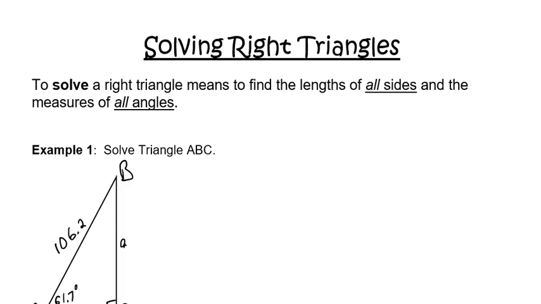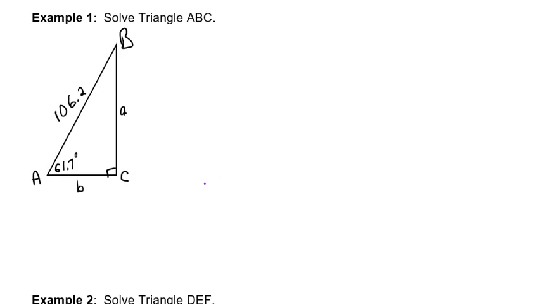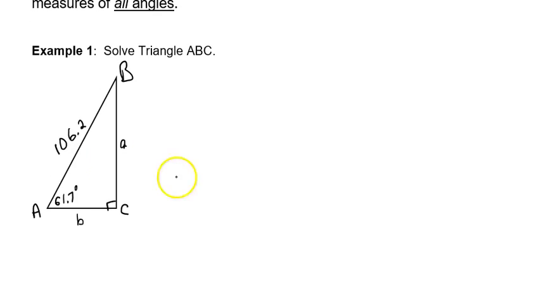This lesson is on solving right triangles, and to solve a right triangle means that you're finding the lengths of all the sides and the measures of all of the angles for that triangle. Now you will be given enough information to find the missing pieces, so not everything will be missing. Here is our first example, where we have some things given to us and some things are missing.